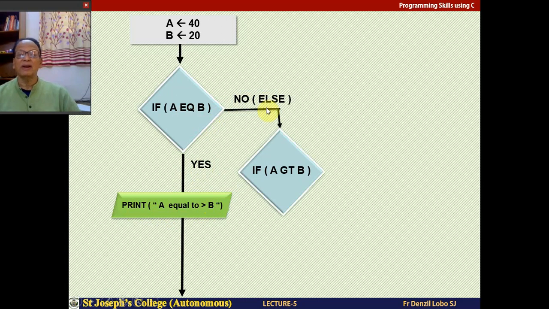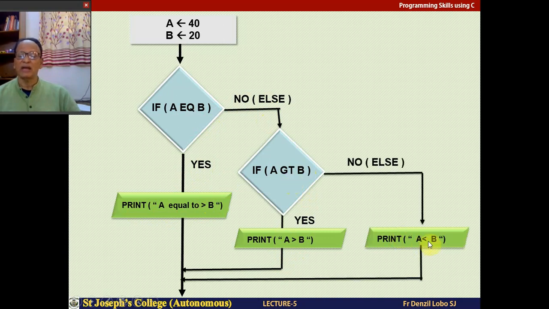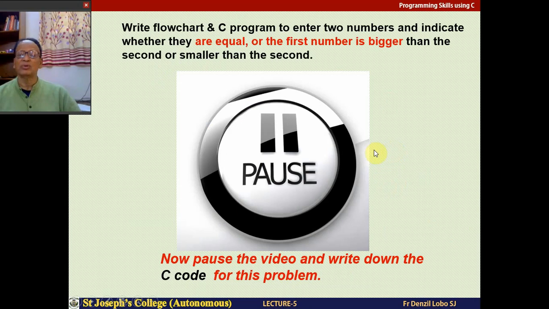Or no, if it is no, then I have to ask which is greater. So if A is greater than B, then I say print A is greater than B. Now the other choice is only B is greater than A, or A is less than B. Therefore, this becomes a flow chart for if, else if, and else. Now I would like you to convert the program and write the flow chart to enter two numbers and find out whether they are equal or which is the greater number.